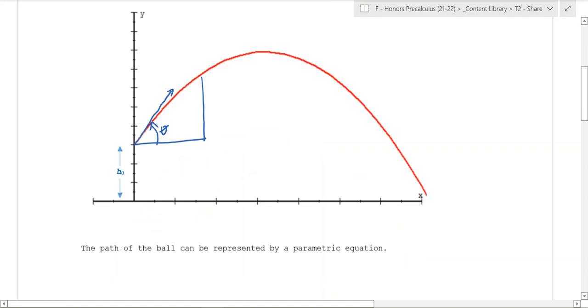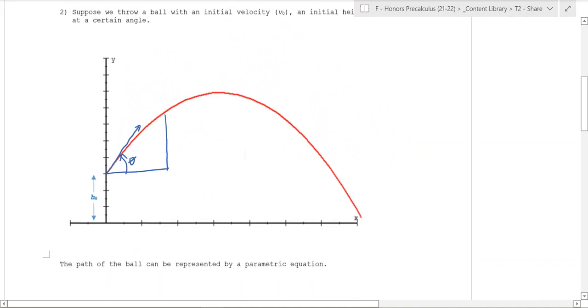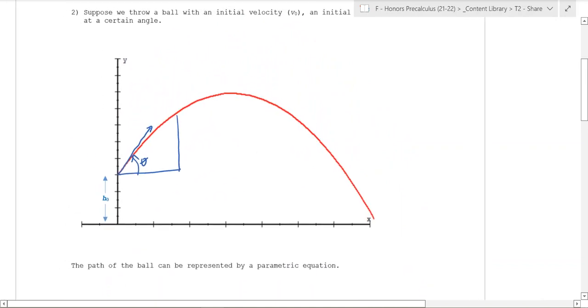Okay, so it asks us to write the path of the ball by a parametric equation. What is that going to look like? Well, initially, this is important here, you have an initial velocity of v naught. If that angle is theta right there, the initial triangle it forms has this side as v naught sine of theta, and this side as v naught cosine of theta. You should remember that because sine is opposite over hypotenuse. The initial velocity is the length of that vector right there.